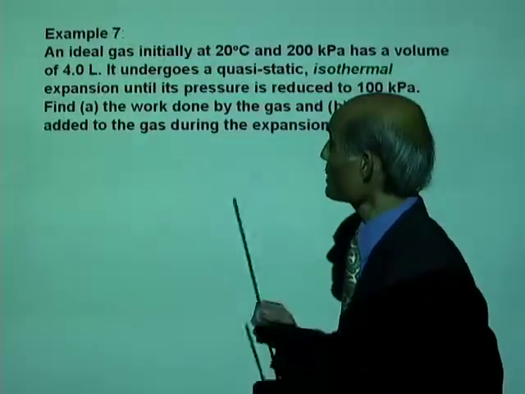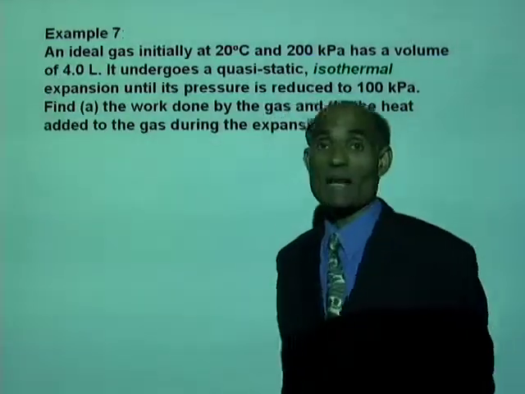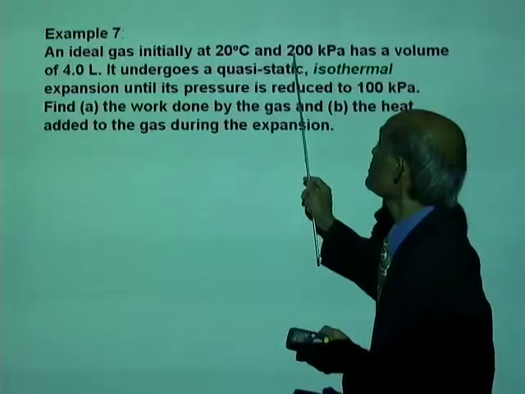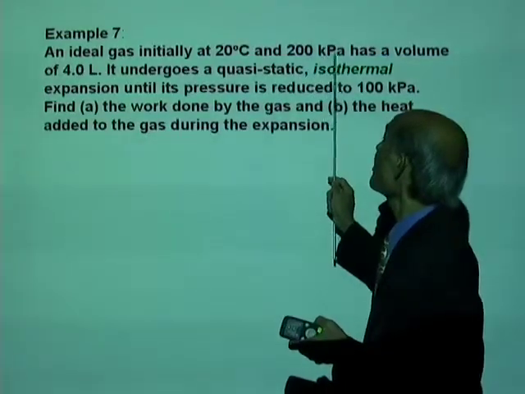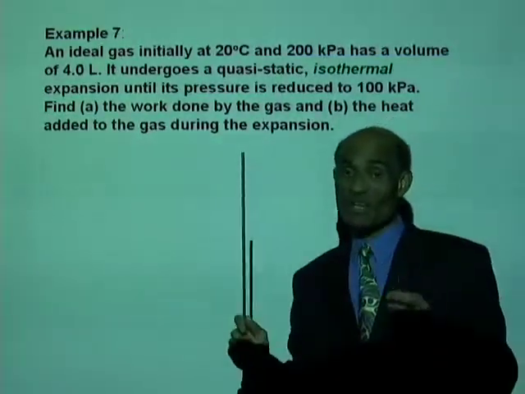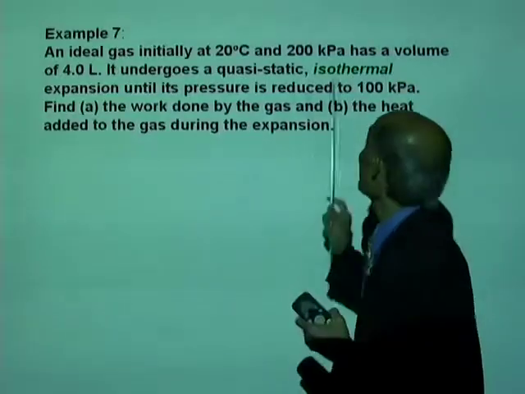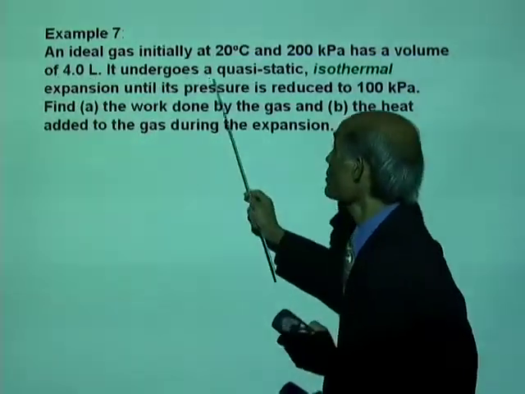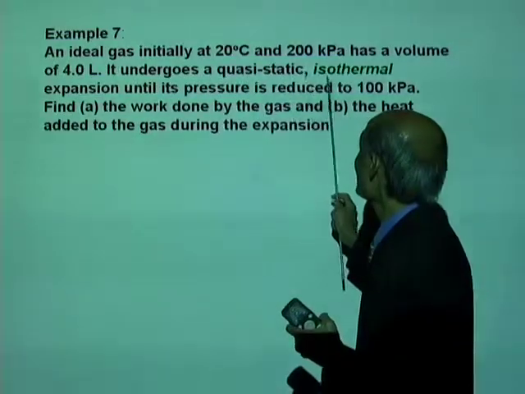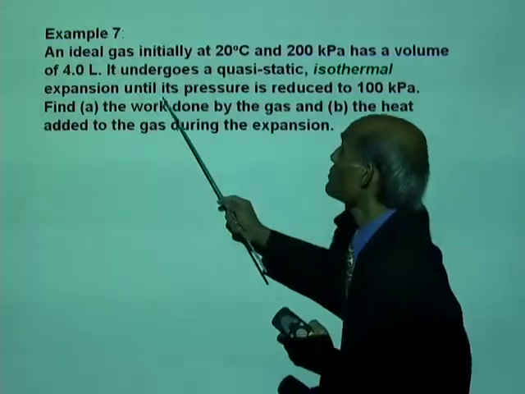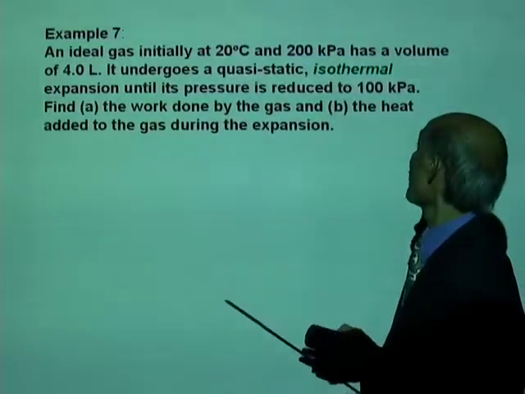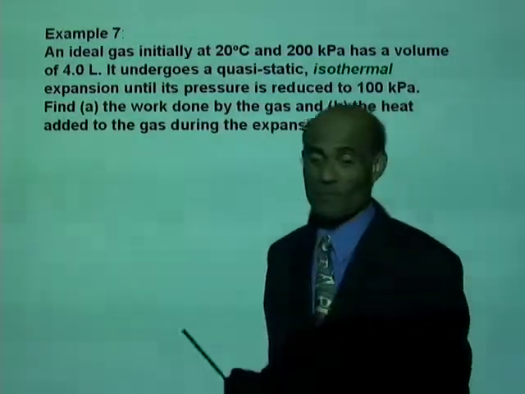Okay, let's do another one. An ideal gas, initially at 20 degrees Celsius and 200 kilopascals, you can see the pressure is now given in Pascal, has a volume of 4 liters. It undergoes a quasi-static isothermal expansion until its pressure is reduced to 100 kilopascals.